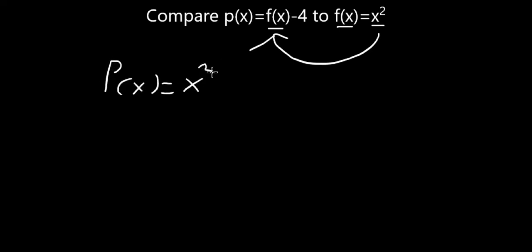Finally, let's take a look at comparing p of x equals f of x minus 4 to f of x equals x squared. Now let's do the substitution method once again, where we say since f of x equals x squared, then I can replace this f of x with x squared. This would give me p of x is equal to x squared minus 4. If you remember back to your translations unit, this would tell me there is a vertical translation of negative 4.